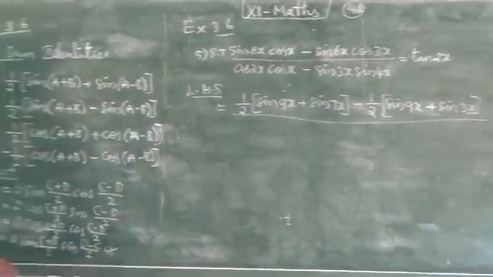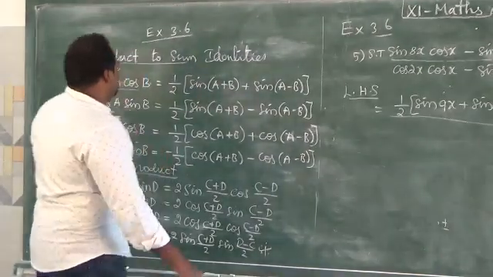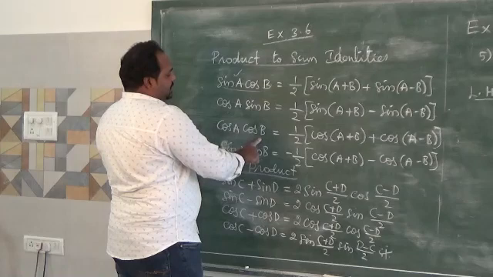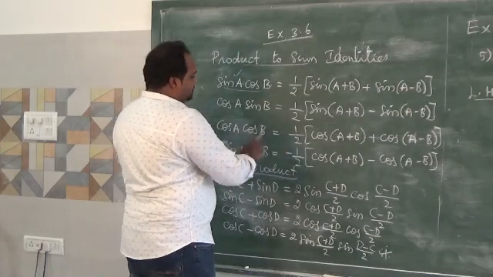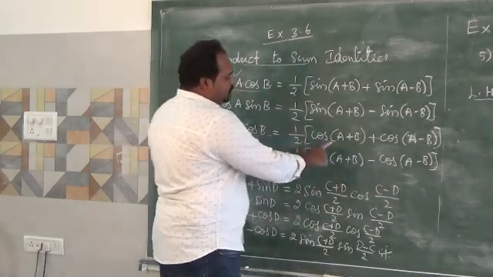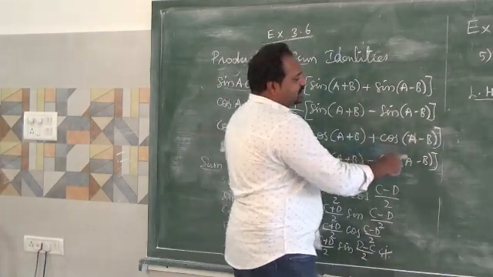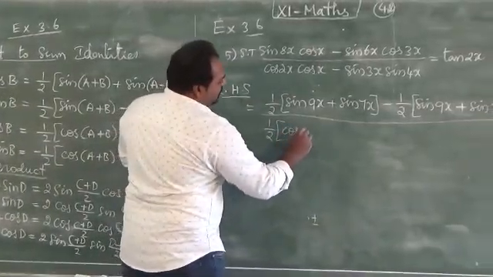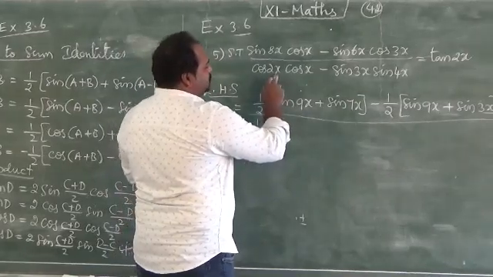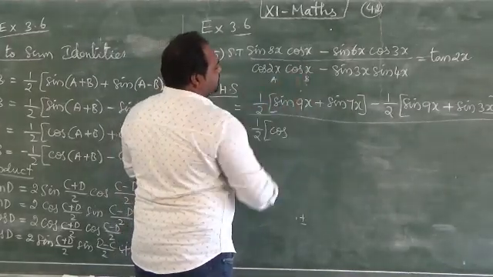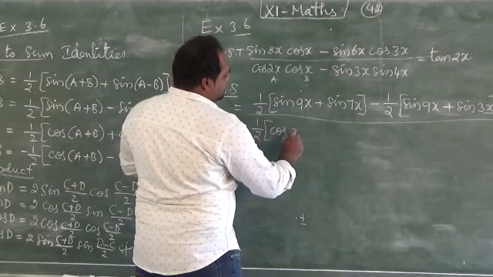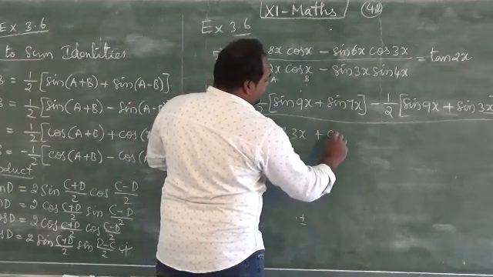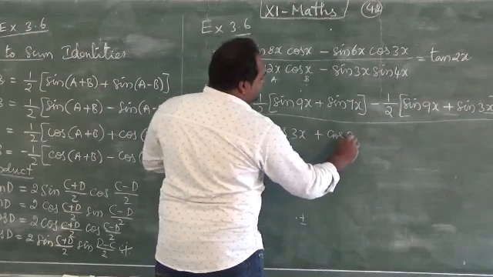Then come to the denominator. See the denominator, cos A cos B. The third identity, cos A cos B, we can write as 1 by 2 cos A plus B plus cos A minus B. 1 by 2 cos A plus B. Here A is 2x, B is x, it is 3x, plus cos A minus B, cos A minus B is x.